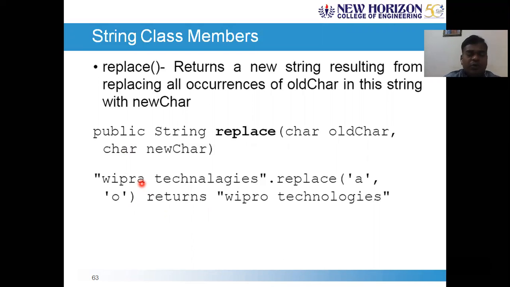So in this example, Wipra Technologies. So there is a spelling mistake and we want to correct it, and all the occurrences of A are replaced with the O. For that, you can write it as dot replace of A with O, and it returns Wipro Technologies.